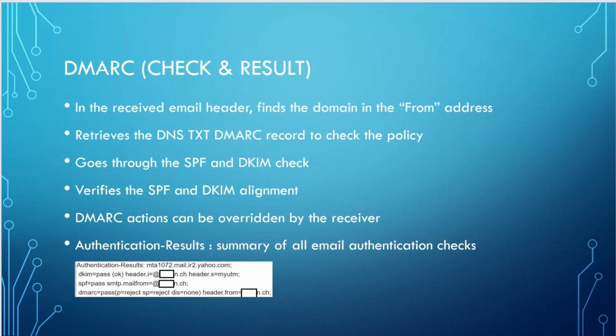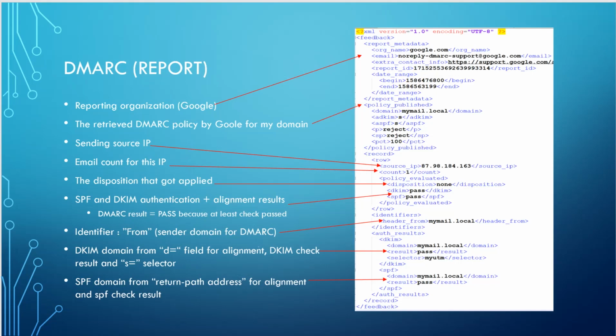For the DMARC check and result, it's going to check the received email header. It's going to find the domain in the from address. It's going to retrieve the DNS text DMARC record to check the policy. It's going to check the most important things, which are the SPF and DKIM authentication checks, and it's going to verify the SPF and DKIM alignment. Then the DMARC actions can be overridden by the receiver if they want to. Now for the authentication result, you have the DMARC, which is pass, and the disposition, which is none. So that means that the email passed. It was accepted.